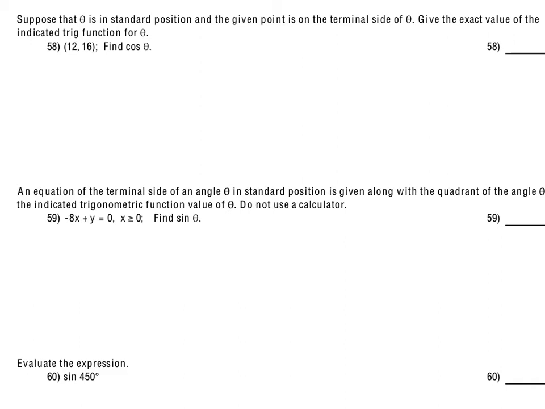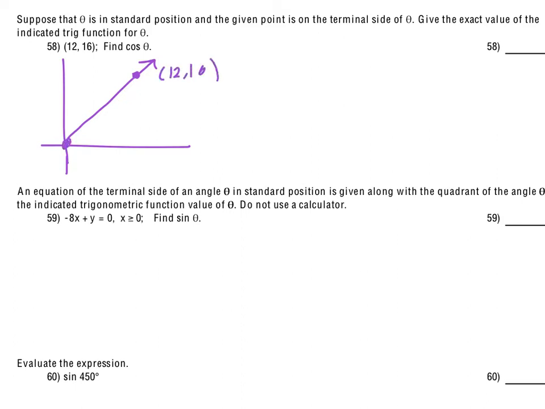All right, moving on to 58, dealing with some trigonometry. Theta is an angle in standard position. The given point is on the terminal side of theta. Give the exact value of the indicated trig function for theta. So we're finding the cosine of theta. One thing to realize here is if we have an angle in standard position, 12, 16, so a little higher than it is to the right there. So 12, 16 would be somewhere there.